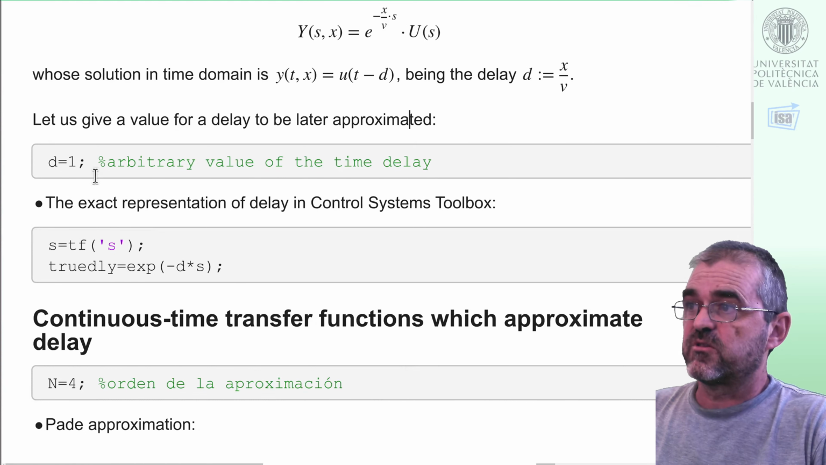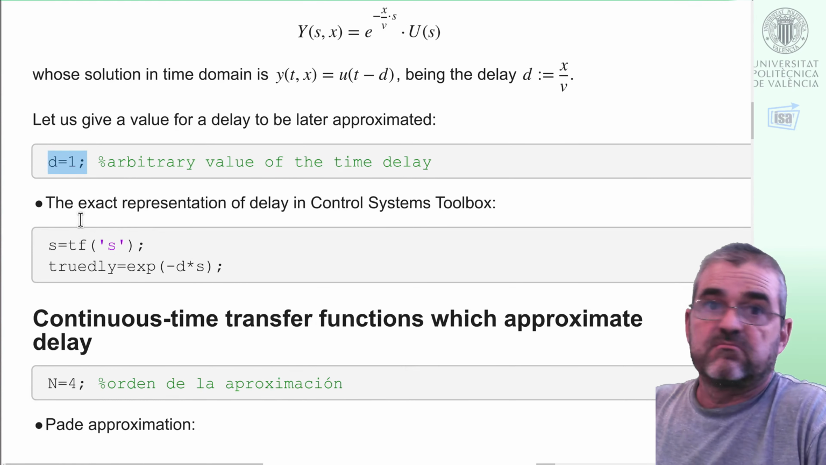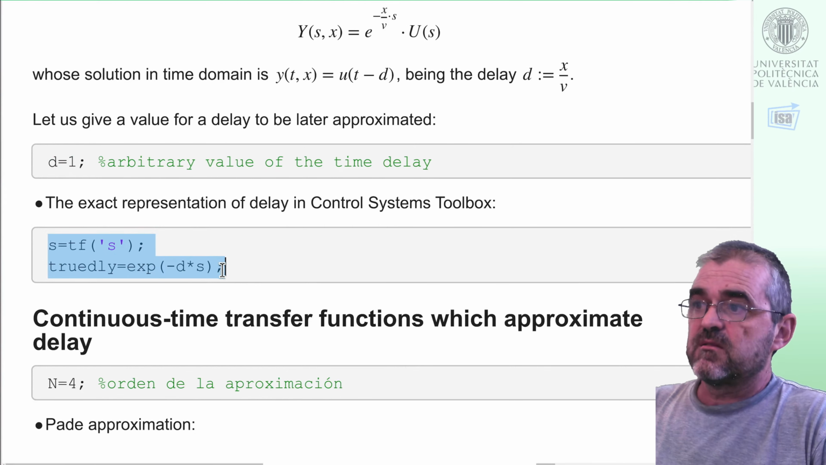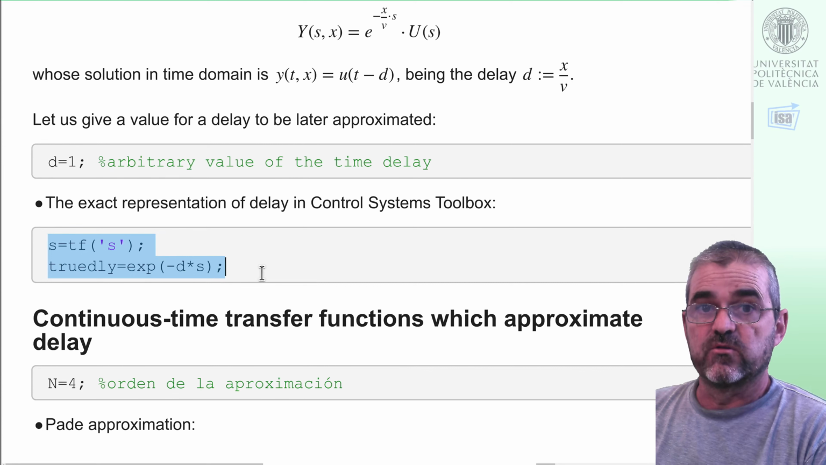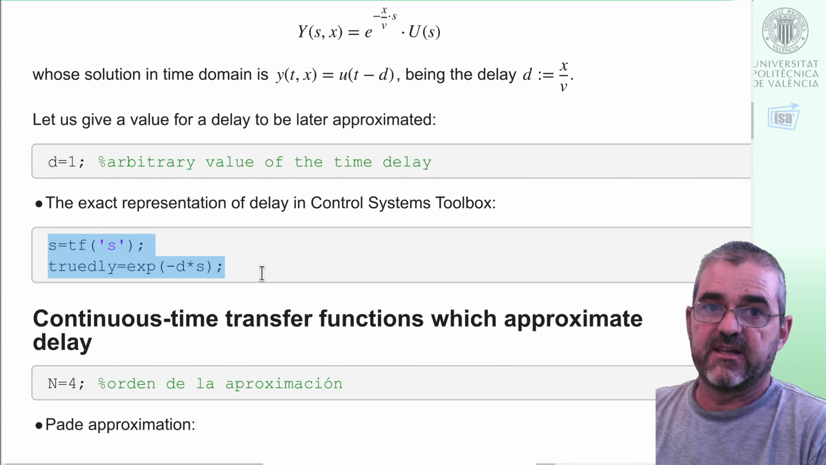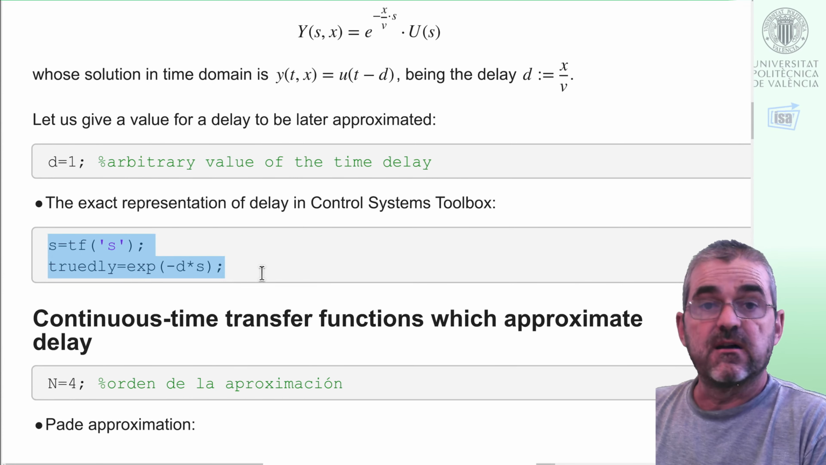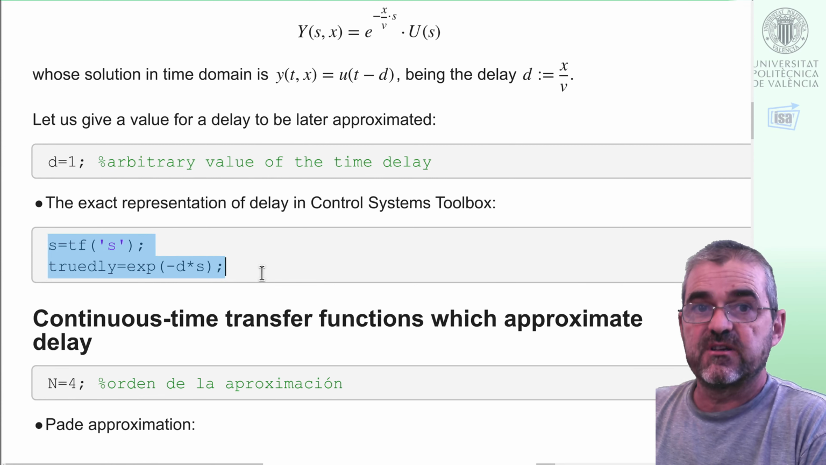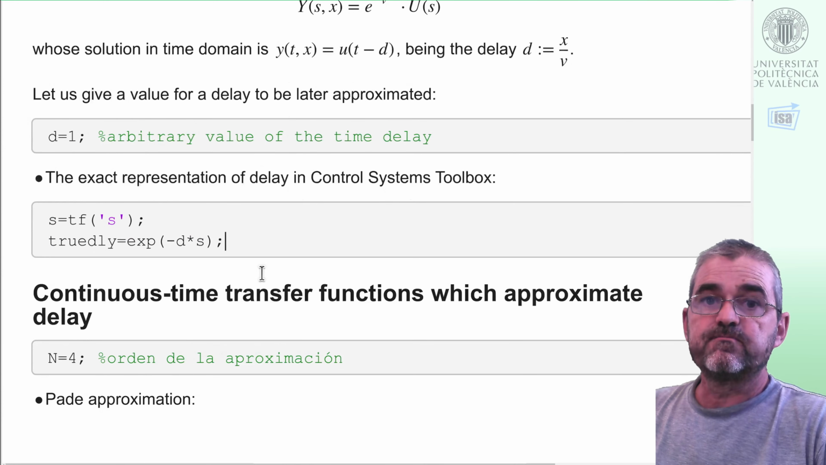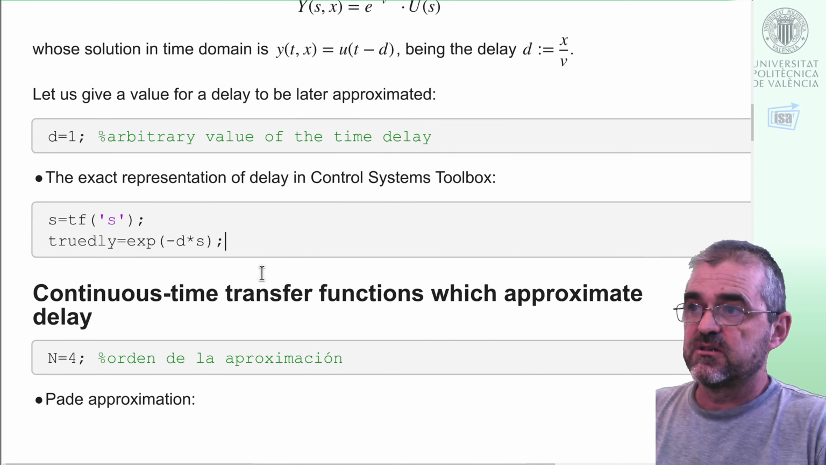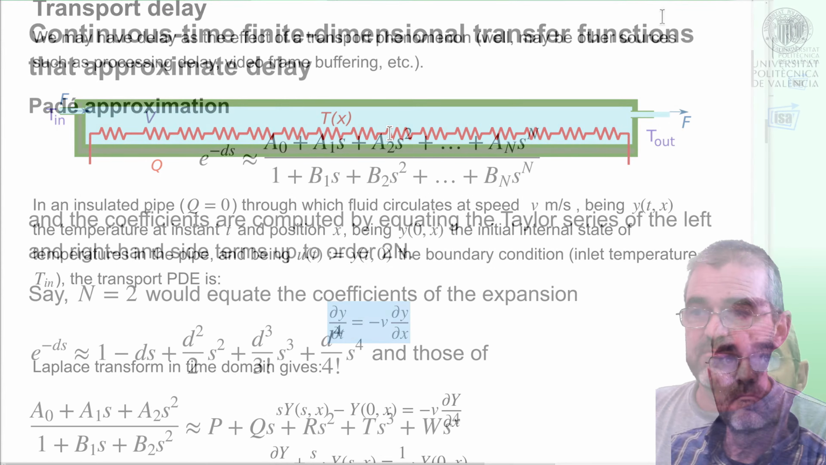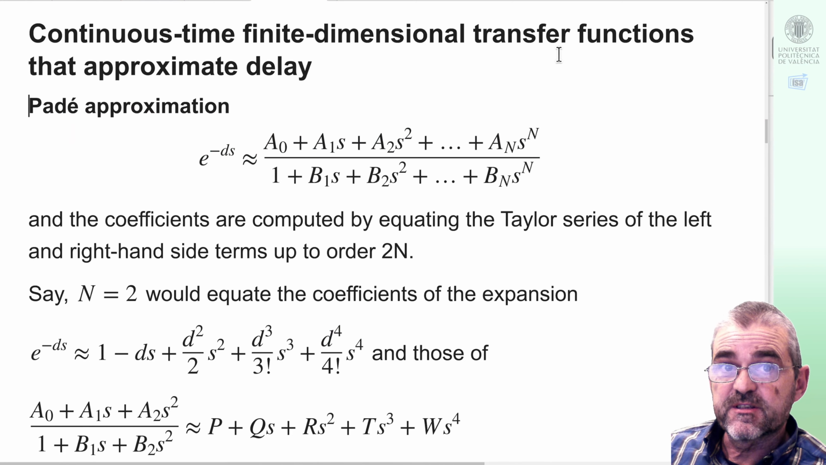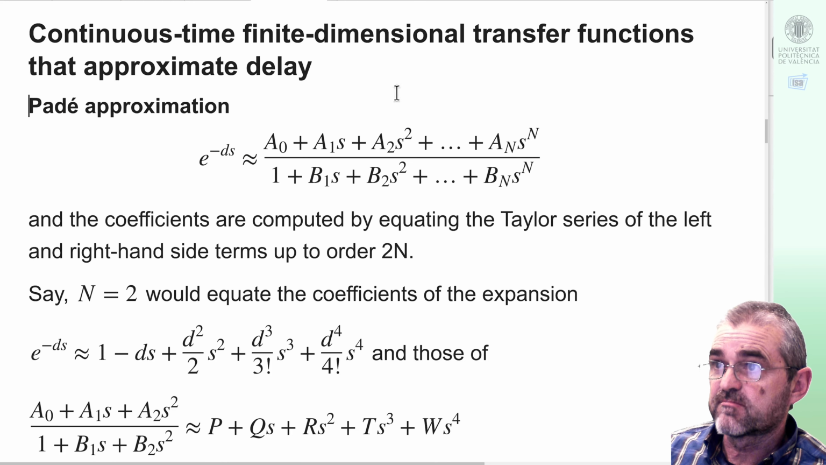So the issue is that we wish to approximate this exponential, and we wish to compare several of the simulations. So we will give a value of 1 to test 1 second delay, and these lines are one way to insert exact delays to the control system toolbox in MATLAB, so that MATLAB does whatever internal symbolic or numeric manipulations it wishes. But now we wish some approximations, because this partial differential equation is of infinite order, so it cannot be simulated. So we'll propose, for instance, the so-called Padé approximation.